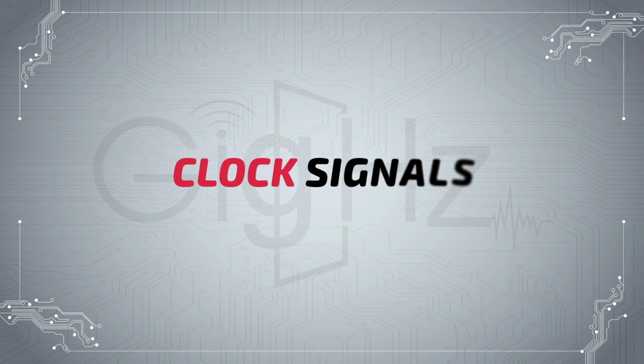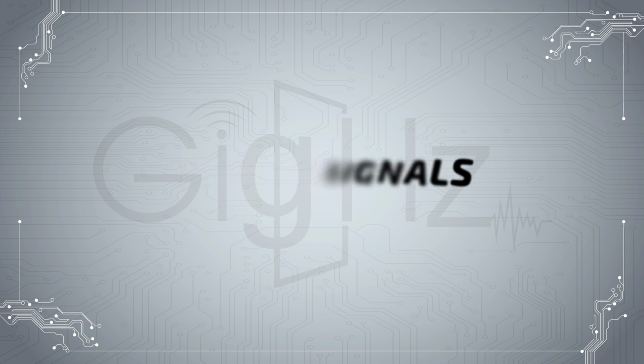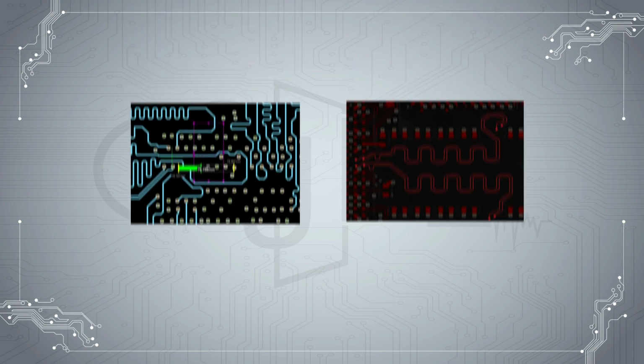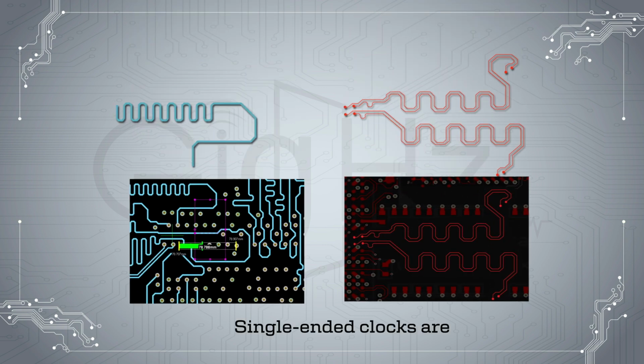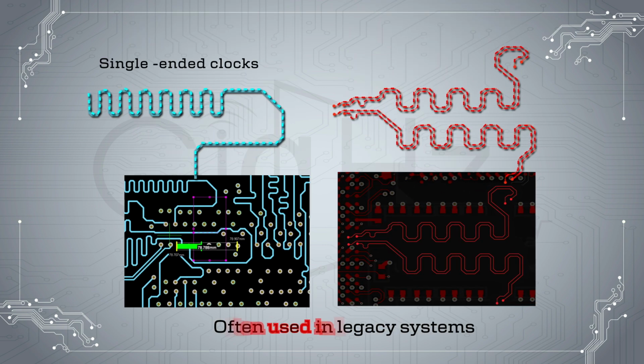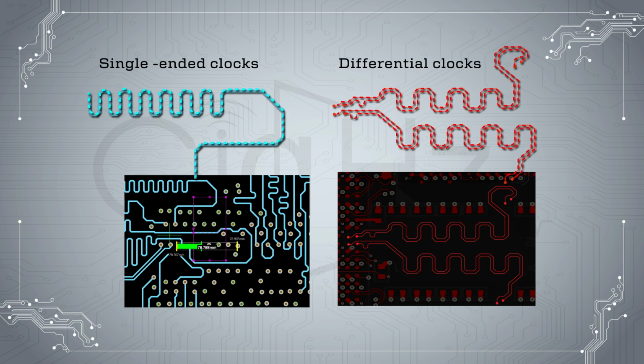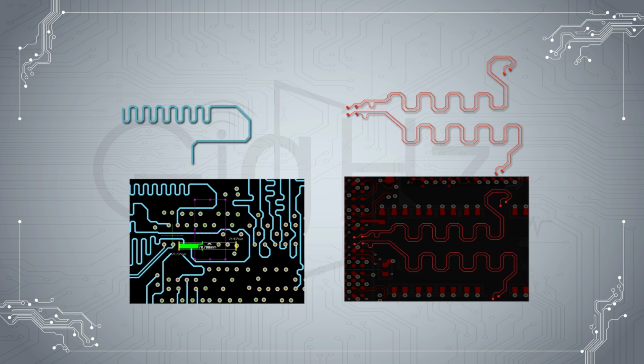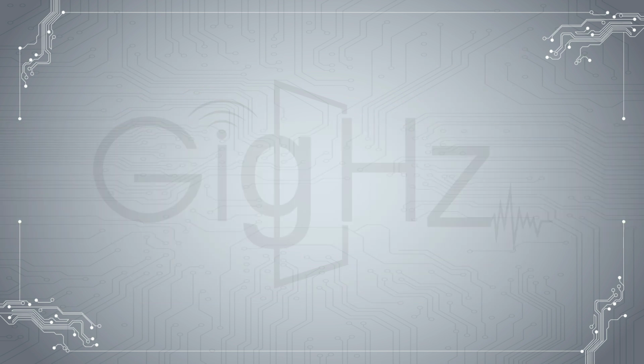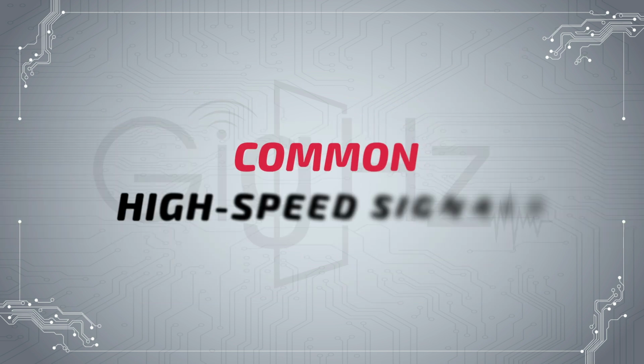Clock signals. Clock signals are crucial for synchronization. Single-ended clocks are often used in legacy systems, while differential clocks offer better noise immunity in high-speed systems. Now we'll take a closer look at the most common high-speed signals.